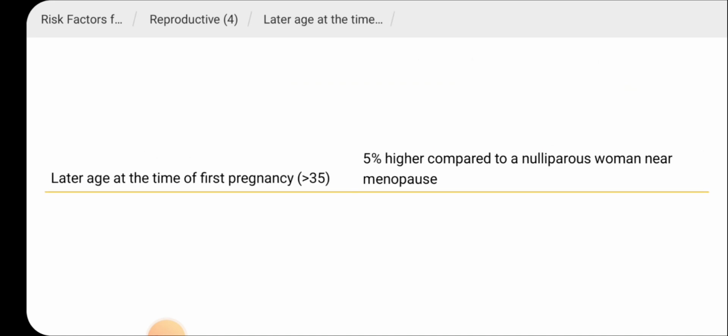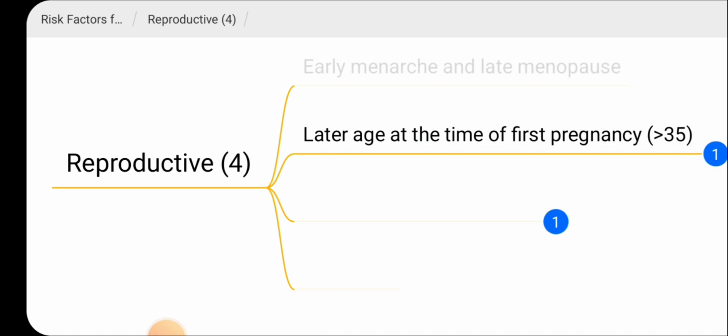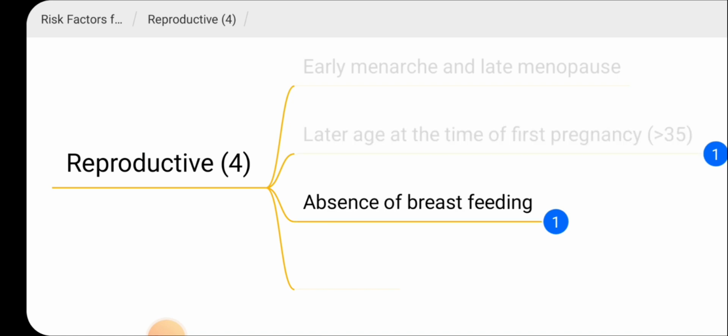Compared to a nulliparous woman near menopause, if the age at the time of first pregnancy is more than 35 years, the risk of breast cancer is higher by 5%. So, late age at the time of first pregnancy is a risk factor. Then, absence of breastfeeding is a risk factor for breast carcinoma.